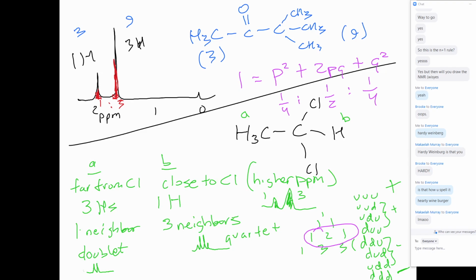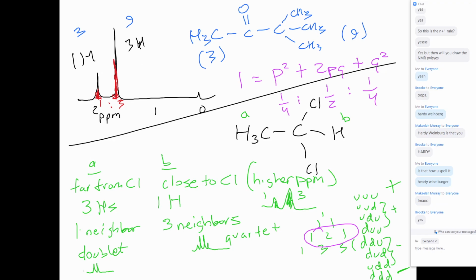A lot going on. So 3 things: the shift value, the area under the curve, and then does a neighbor rule make sense from the ways your neighbor can distribute? So is that seeming a little more clear?